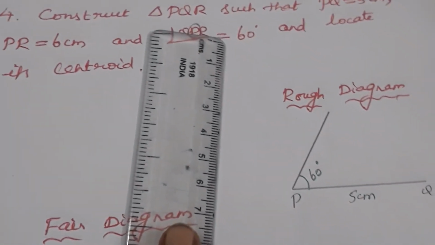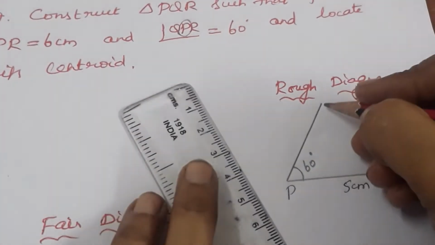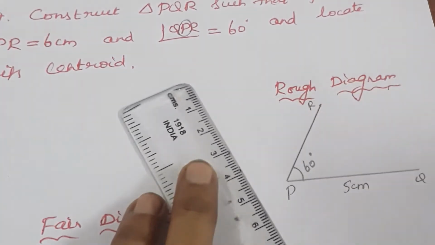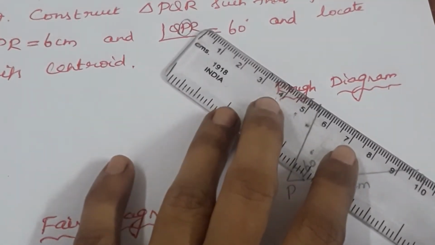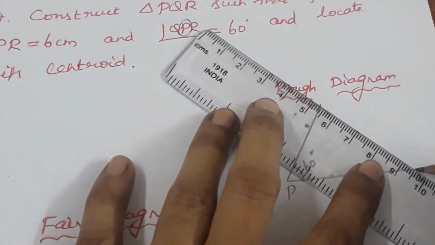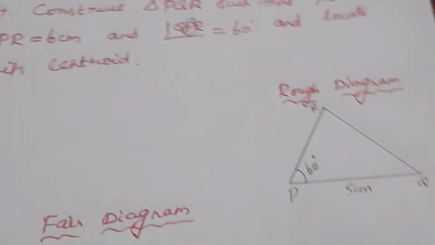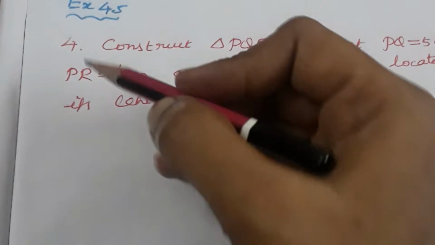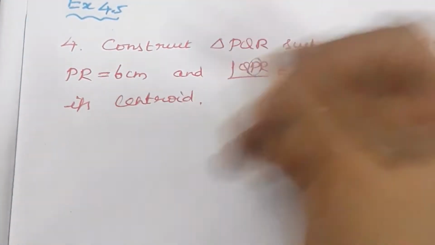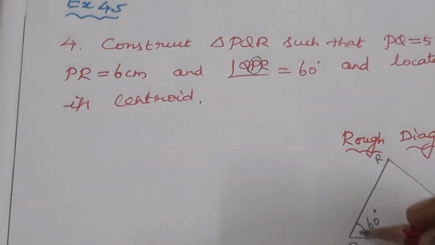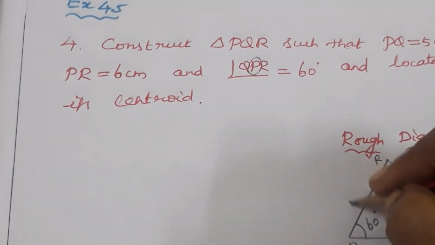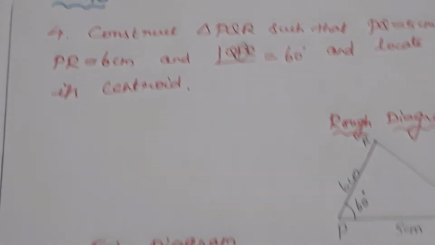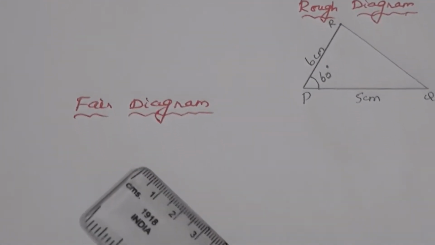And then this point is known as R. Okay, join Q and R. And then we are given one more measurement here. PR equal to 6 cm. Here P and R, so this length is 6 cm. This is also given in the question itself.